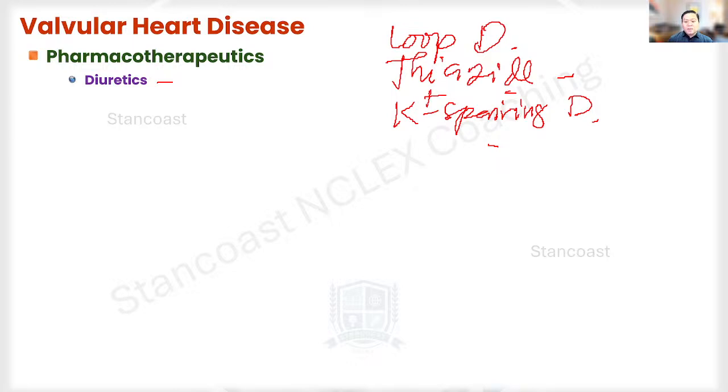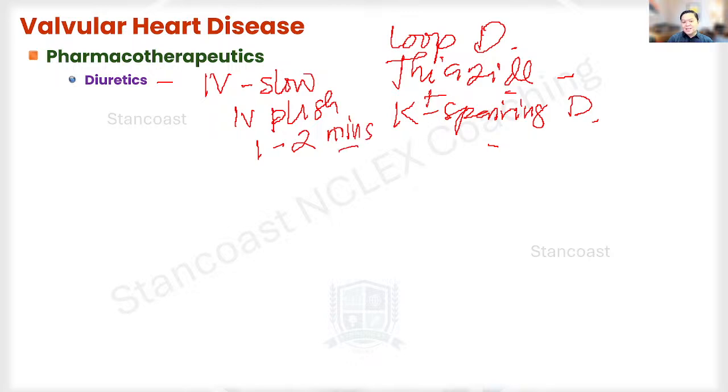Now, when we are administering the diuretic, make sure that you are administering this slowly, especially if you are giving this IV. Okay, slow IV push. You're going to do that in 1 to 2 minutes. And the reason? It can lead to hypotension. We want to make sure that it cannot drop the blood pressure rapidly. Okay, we don't want that. So make sure you do the push slow at 1 to 2 minutes.